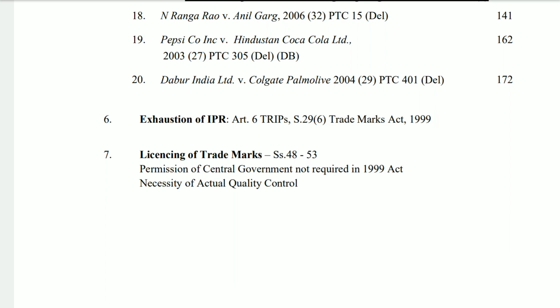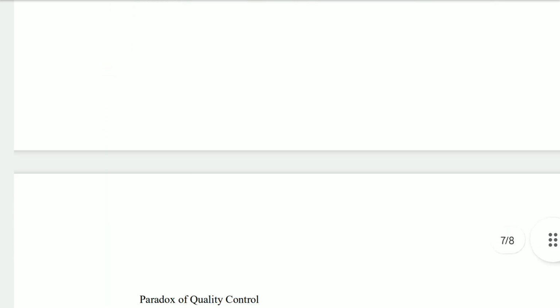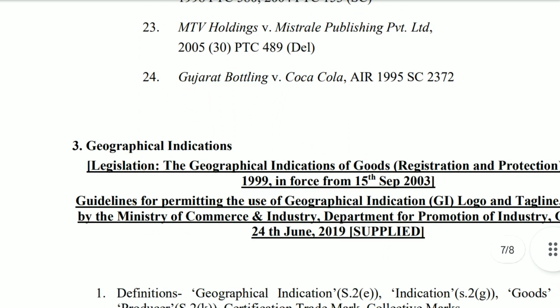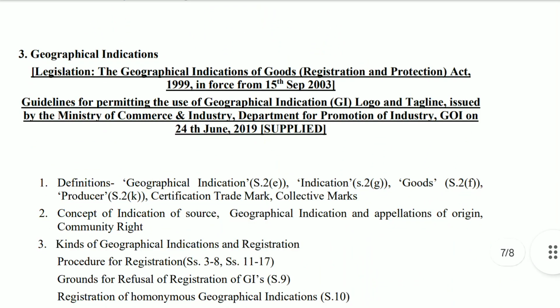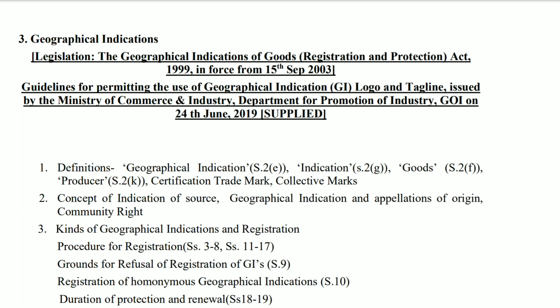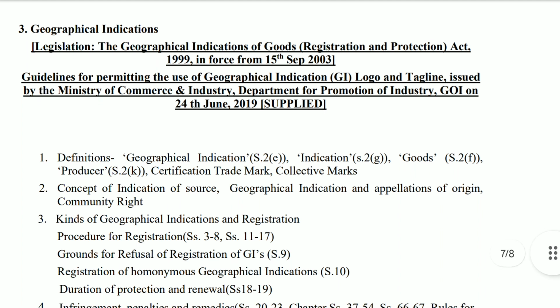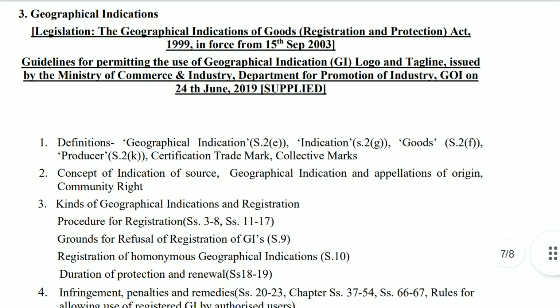This 7 you can exclude. Okay, now come geographical indication. Here the definition given in section 2E, indication to G, goods to F. So kinds of geographical indication and registration is necessary. Registration is very crucial for the GI topic. And what is the procedure of registration given in section 3 to 8 and section 11 to 17? Grounds of refusal of GI registration is also section 9.